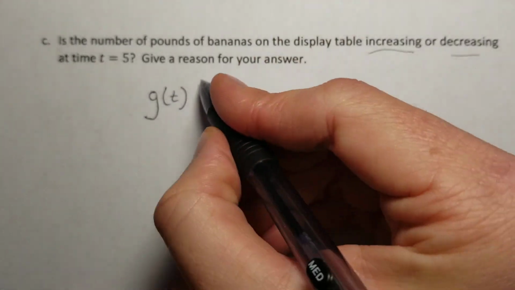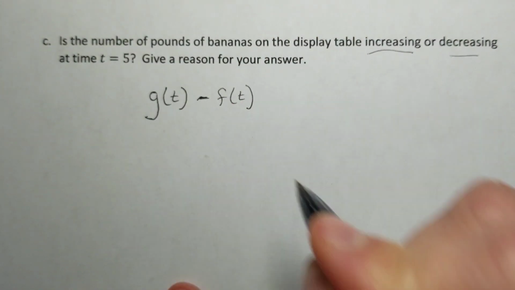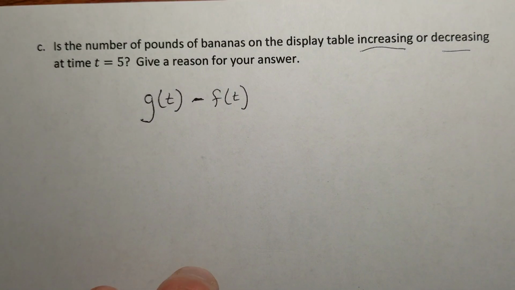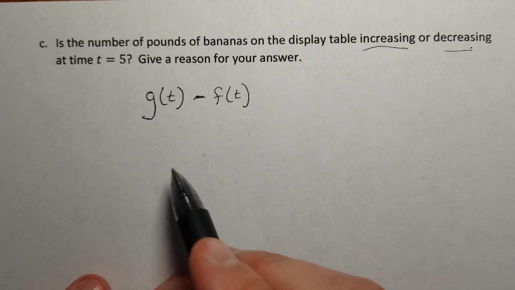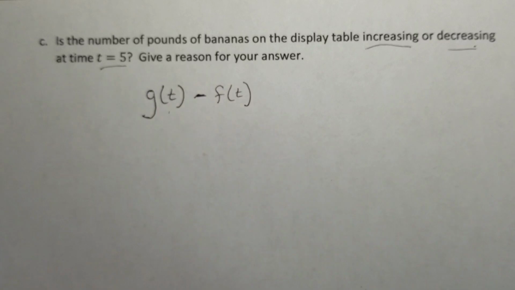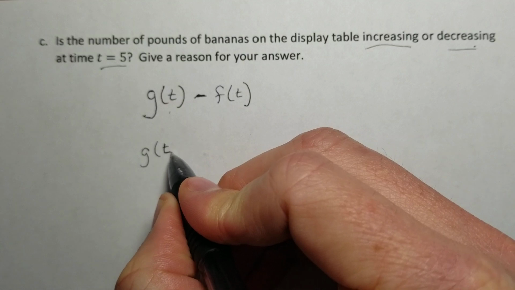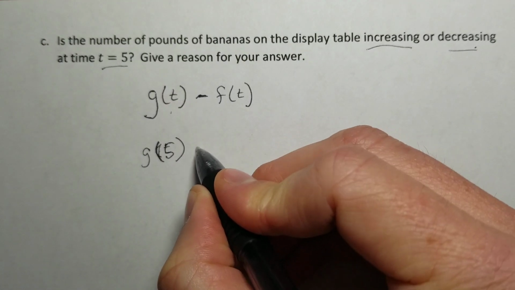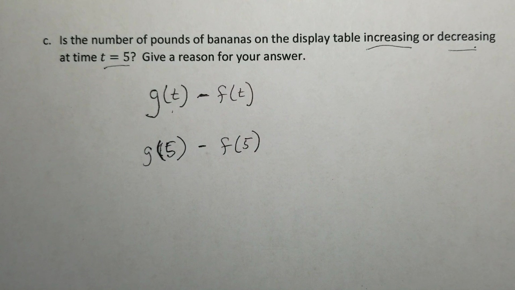So I can say G of t, bananas coming in, minus f of t, my rate going out, will let me know whether or not my bananas are increasing or decreasing. So if I want to take a look at this, I want to have this happen at t equals 5. So I want to be able to see how many bananas are coming at G of 5, coming onto my table, and I want to see how many of my bananas are leaving at f of 5. Now, again, we've got two very complex functions here.